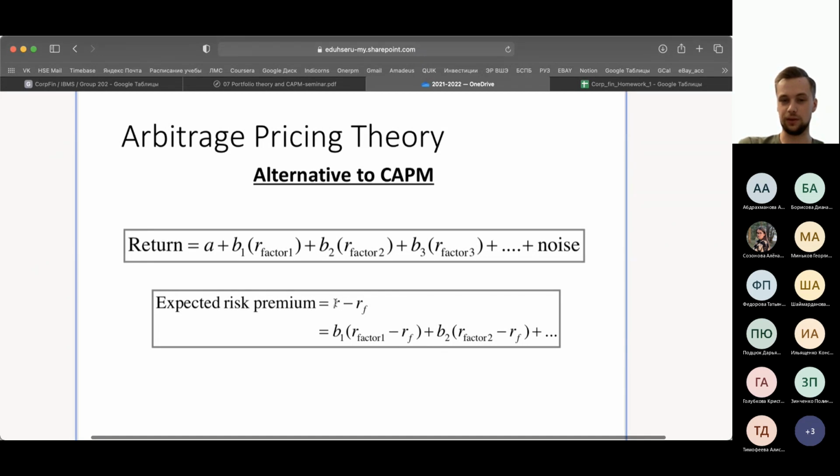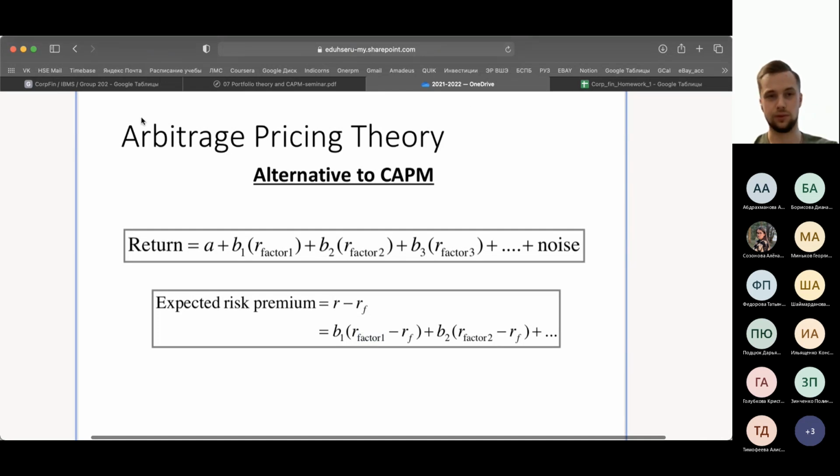So the expected return on the stock is equal to the risk-free rate plus some beta coefficients multiplied by the risk premiums for investing in the portfolios which are affected only by one corresponding risk factor.